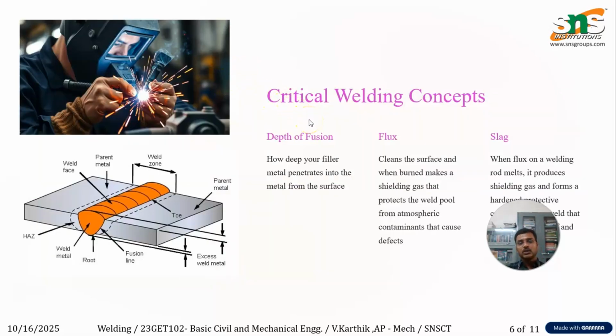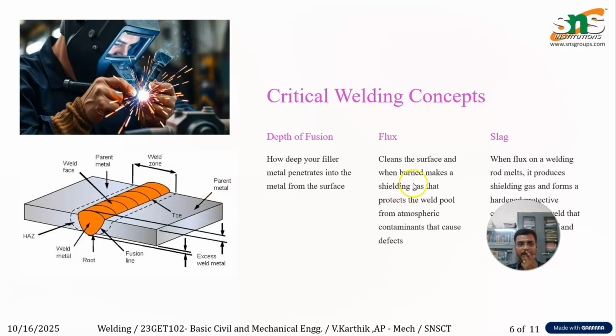And then critical welding concepts: the depth of fusion, flux, and slag. This is an image where we show the welding. This is the welding metal where we don't use any electric arc. This is the parent metal on both sides. This is the face of the weld, and this is the welding zone. While we use the electrode as the welding joint, with the help of the temperature it fills with the material to complete the welding.